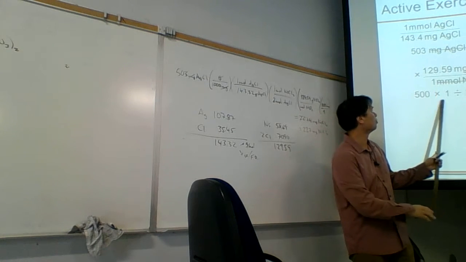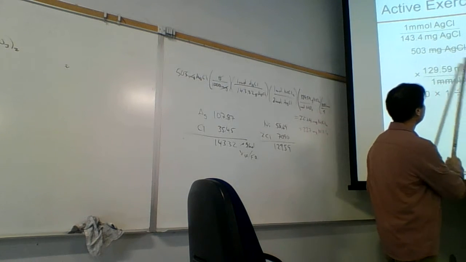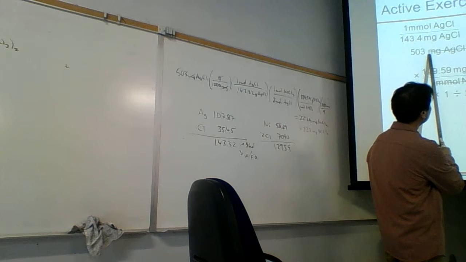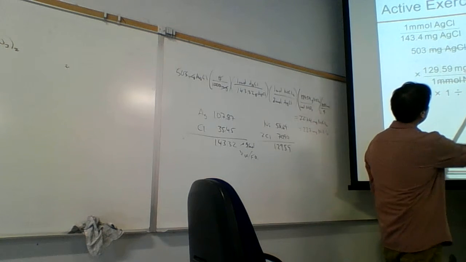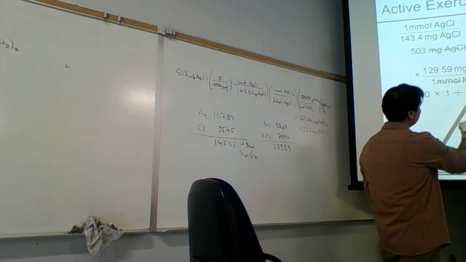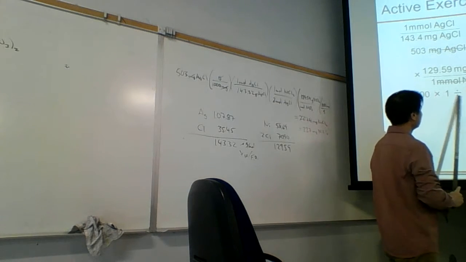This is just a rough, qualitative calculation. 500 times 130 divided by 143 is about 1 divided by 2. So that's what they're doing here.